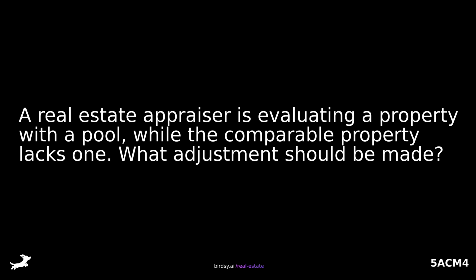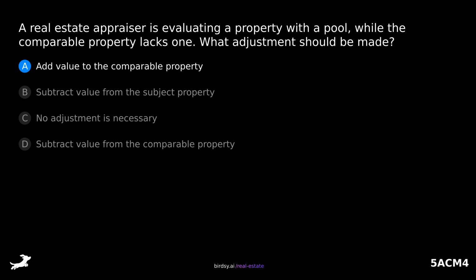A real estate appraiser is evaluating a property with a pool, while the comparable property lacks one. What adjustment should be made? Is it A, add value to the comparable property, B, subtract value from the subject property, C, no adjustment is necessary, or D, subtract value from the comparable property? The correct answer is A, add value to the comparable property.